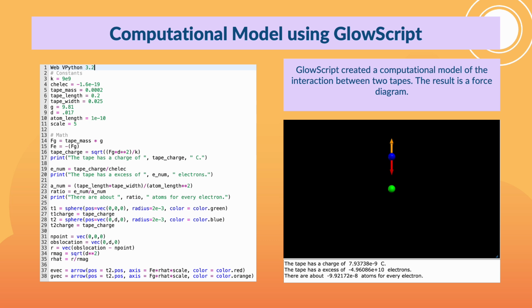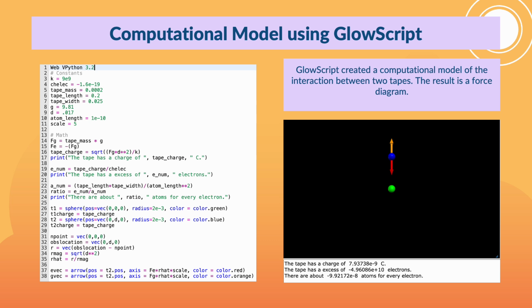For the math, you're going to calculate the force of gravity and the electric force using the tape's mass times the gravitational acceleration. And then the electric force is going to be the negation of that. To calculate the charge on tape B, you're going to reconfigure Coulomb's law to solve for Q, and that is the equation that you get. To calculate the number of electrons, you do the charge on the tape divided by the charge of an electron.